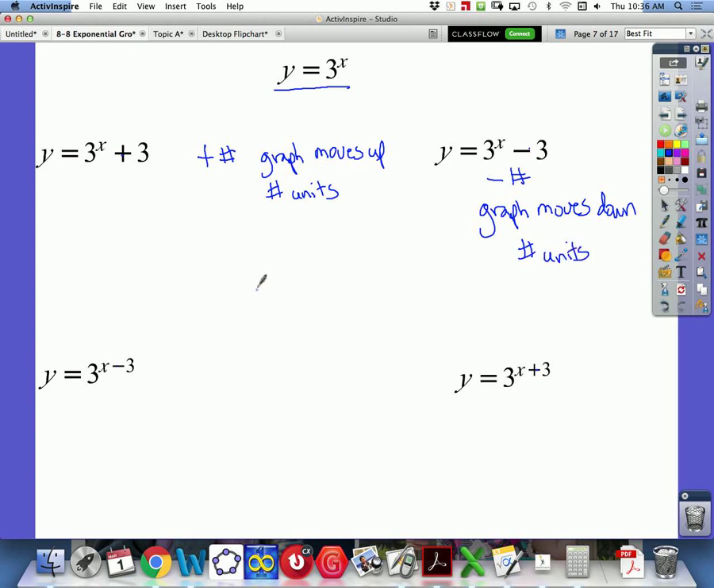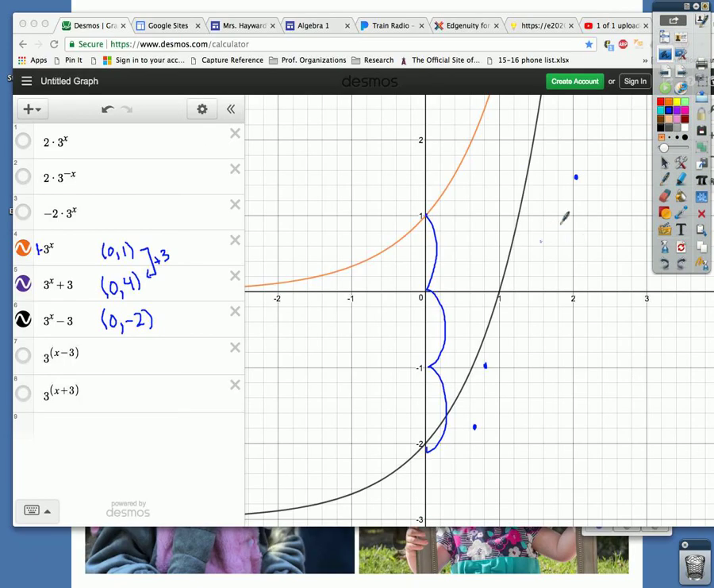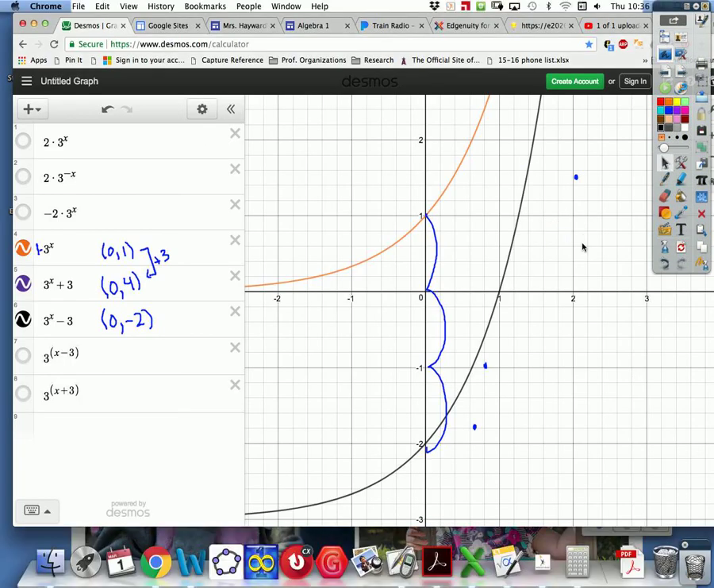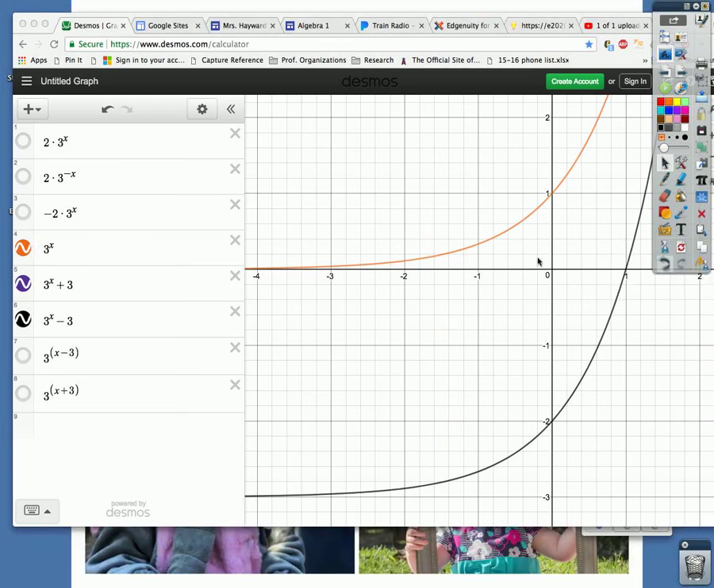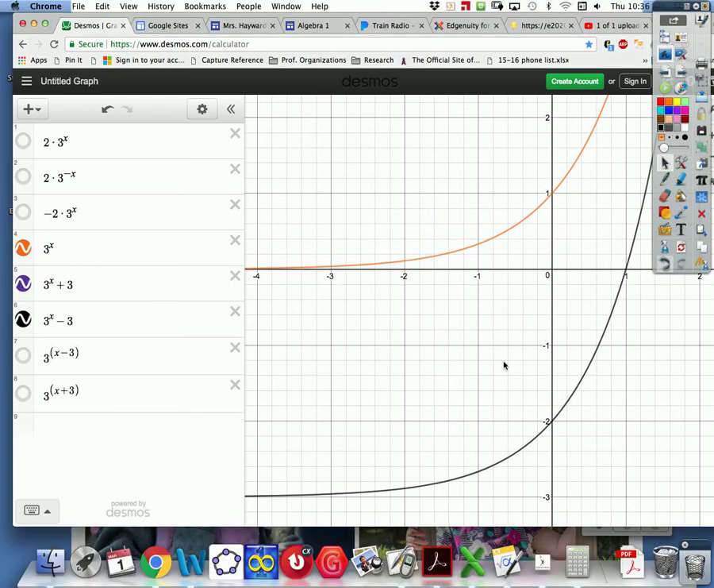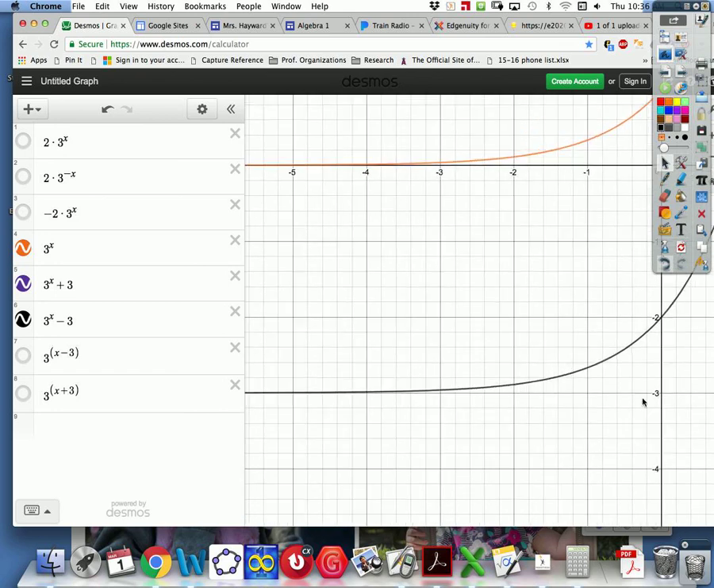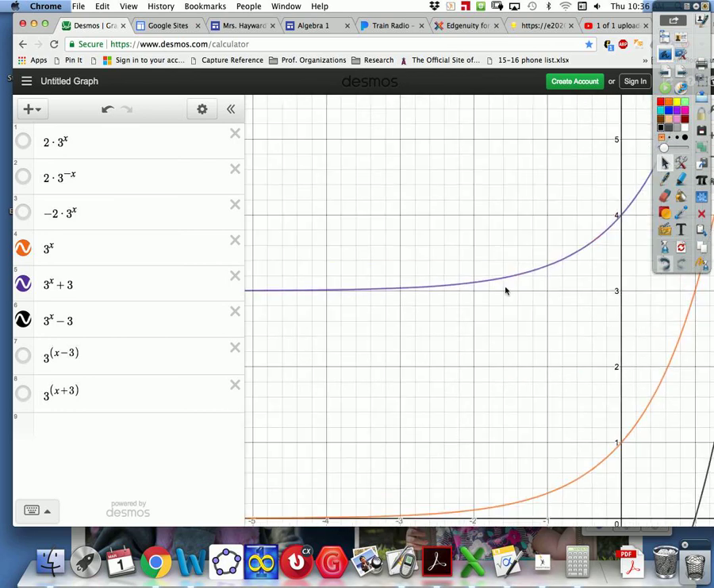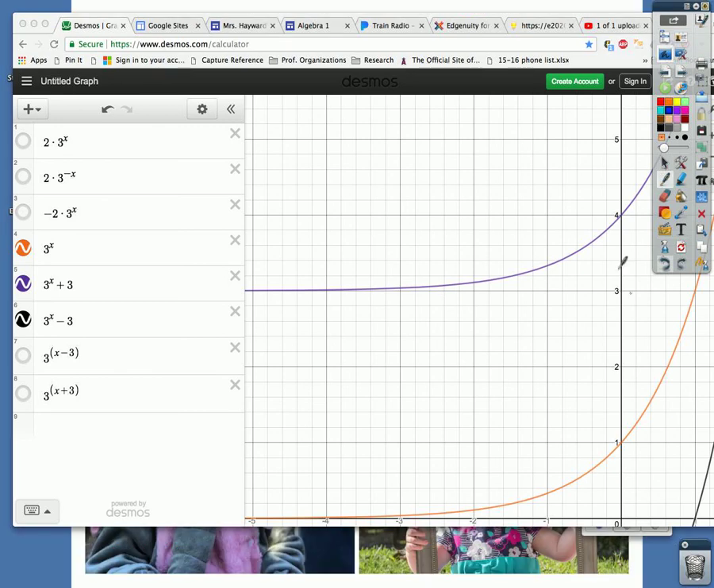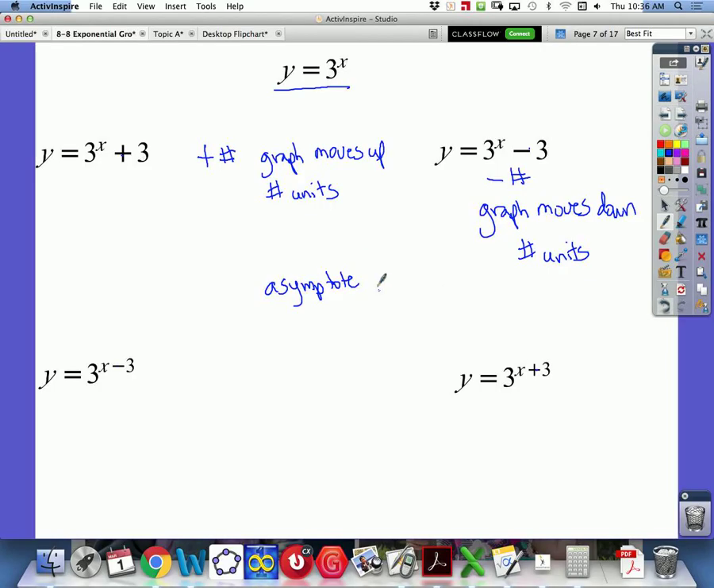And then it's also important to think about the asymptote. So let's go back and look. On this one, normally my asymptote is at 0, but when I shifted it down 3, now I can see that my asymptote is at -3. On the one that went up, my asymptote is now at positive 3. So that means our asymptote becomes that new number.